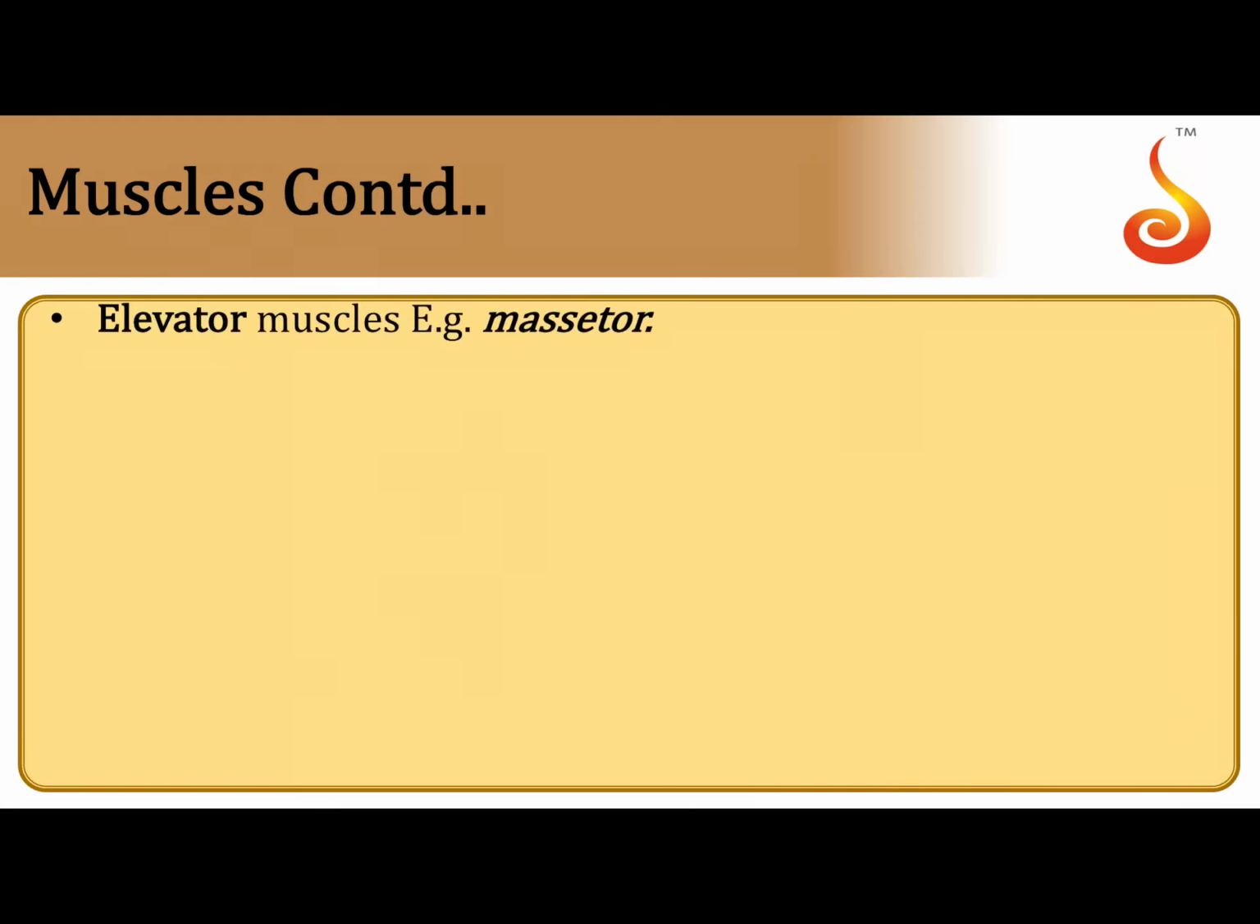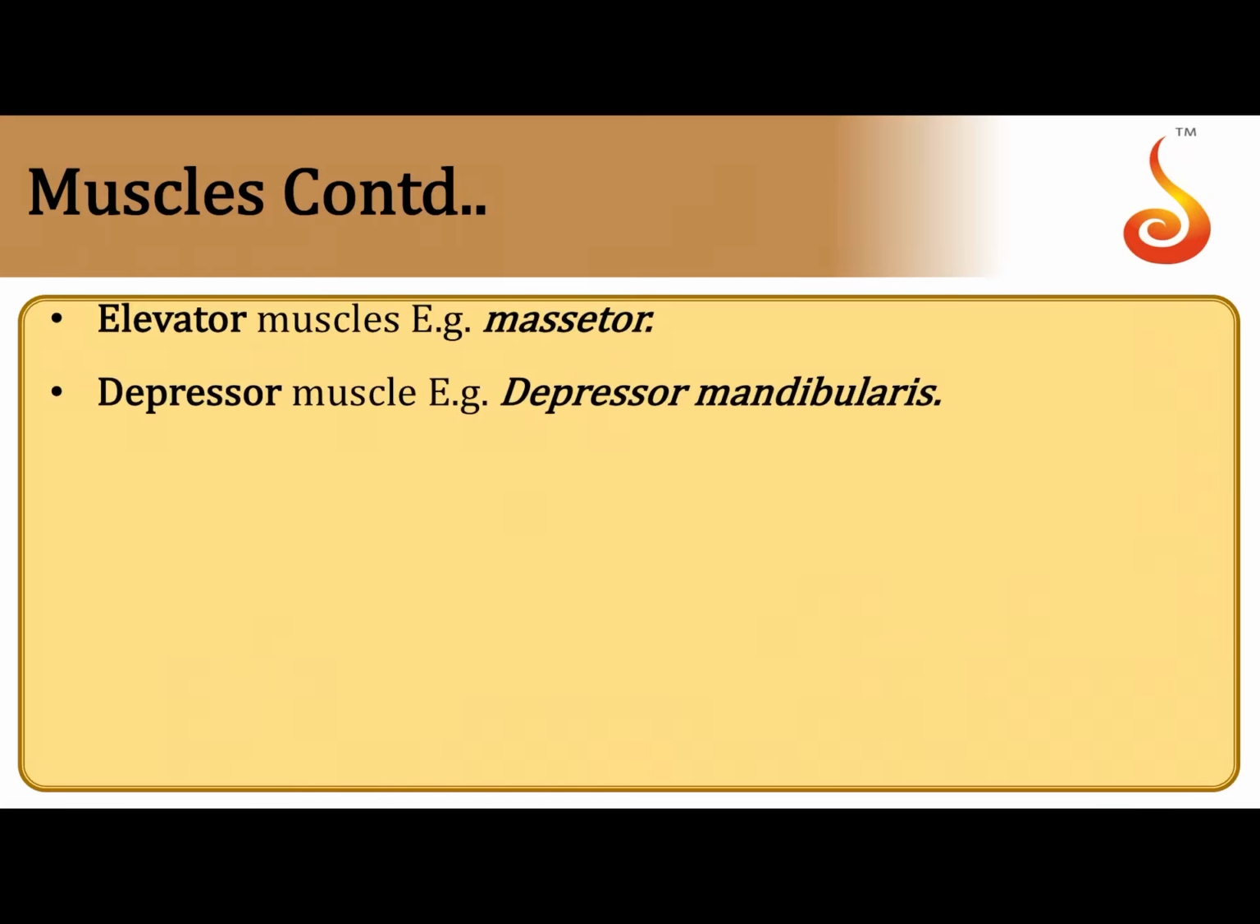We also have muscles which move a part of your body upwards. For example, your lower jaw is moved upward with the help of the masseter muscle. The movement of your lower jaw downwards when you open your mouth is because of the depressor muscle. So it depresses a body part, it moves the body part downwards.